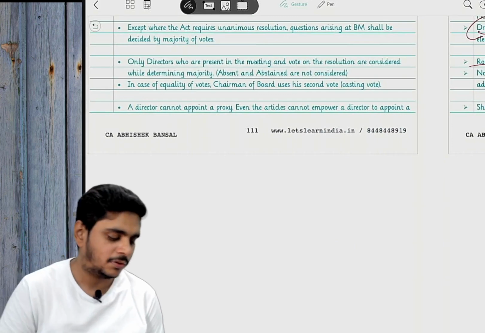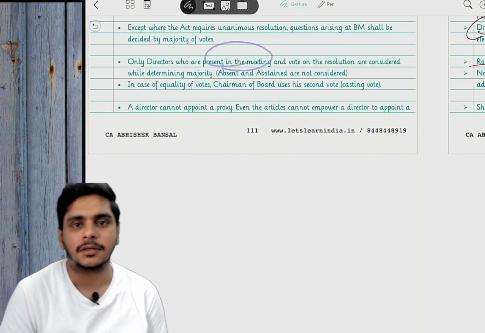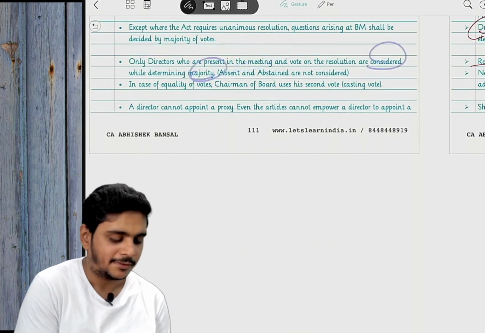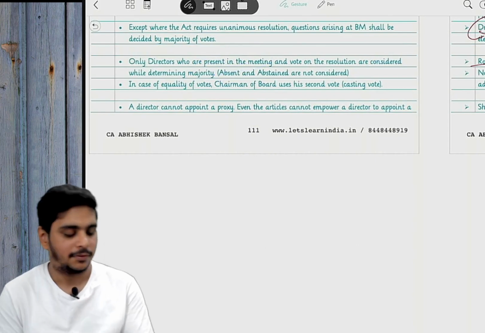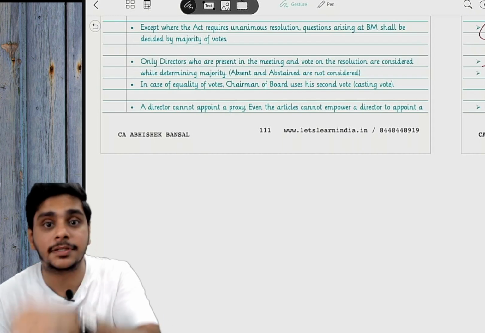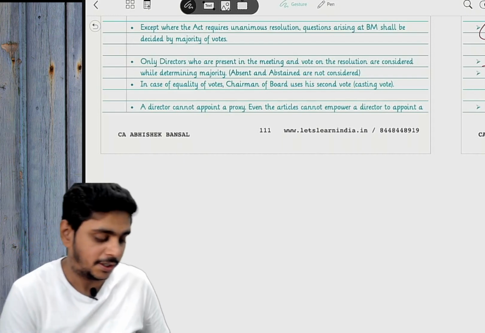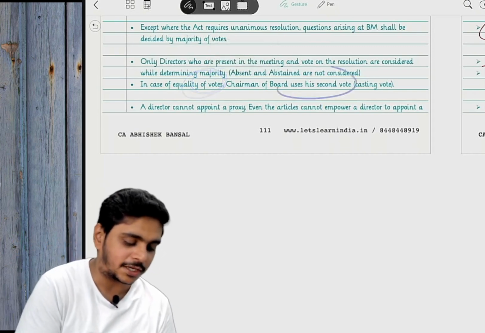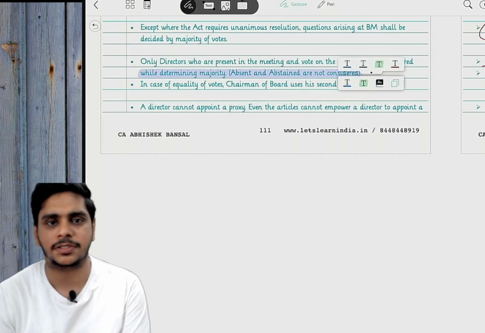Then only directors who are present in the meeting and vote on the resolution are considered while determining majority. Absent means people who have not come. Abstain means people who have come but do not vote. Interested directors are not considered. In case of equality of votes, in case of a tie, the chairman will have a second vote. That is called the casting vote.